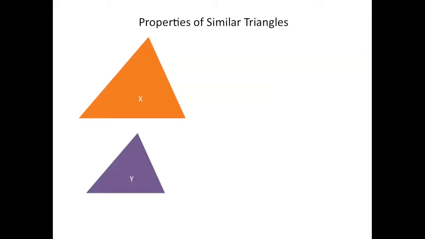But before we get into that, to understand the proof that we're about to do, you need to understand the properties of similar triangles, because the proof we want to use uses similar triangle properties. So we have our two similar triangles, X and Y. The first property of similar triangles is that all the angles are equal. So let's label each of the angles. We have P, Q, R, and then for triangle Y, we have T, U, V.